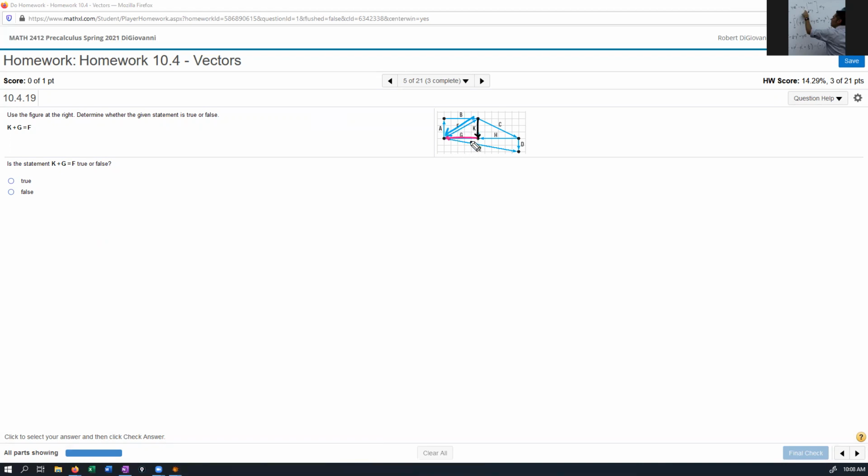But it looks like, I'm going to clear that out. Looks like f goes from here to here. So it looks like this is not true because it should go from here to here. So it should be the opposite, negative f in fact, but we're going to just say that this is false.